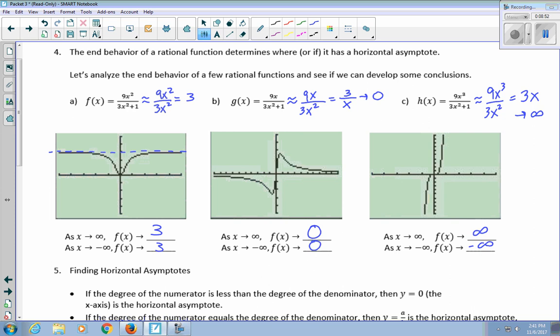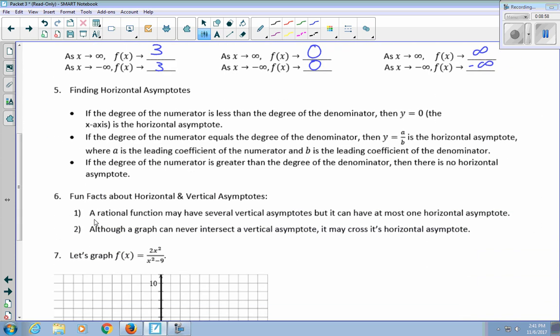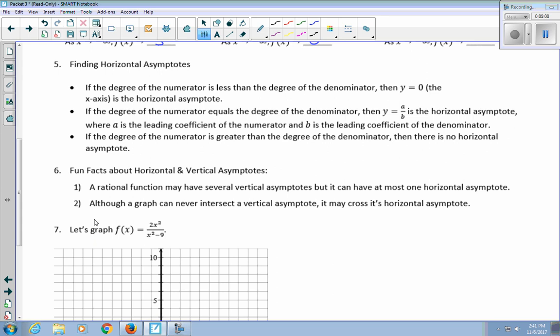Shortcut for finding horizontal asymptotes. Look at the degrees. You want to compare the degree of the numerator and the denominator. If the numerator degree is less than the denominator degree, then y equals 0 is the horizontal asymptote. That's the x-axis. If the degree of the numerator equals the degree of the denominator, then y equals a over b is the horizontal asymptote. A is the leading coefficient of the numerator and b is the leading coefficient of the denominator. If the degree of the numerator is greater than the degree of the denominator, then there's no horizontal asymptote.